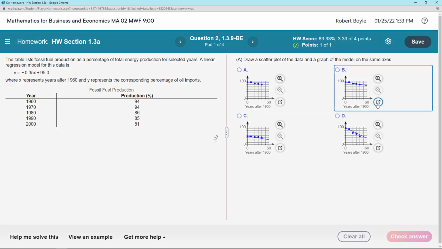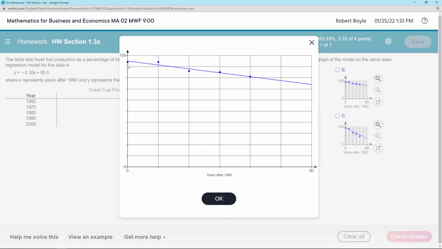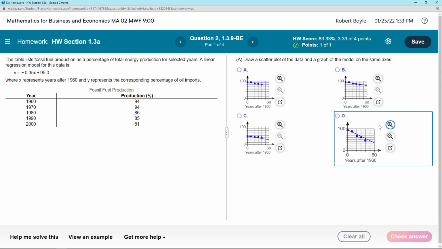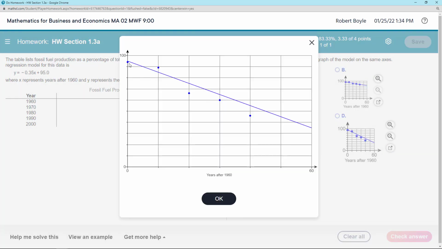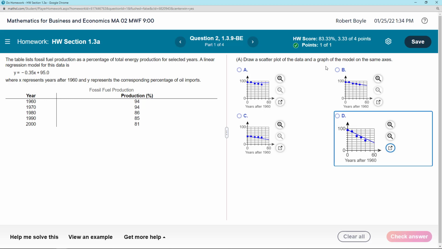Okay, well with B, the intercept is 95, perfect, as we would expect. And D, the intercept is also at 95%, so that's perfect too. However, notice that this one has a different slope and this one has a different slope. Not only that, the scatter points here are different than the scatter points here. So let's take a look at the scatter points. Notice that for the year 2000, which is 40 years after 1960, we have a production of 81%.